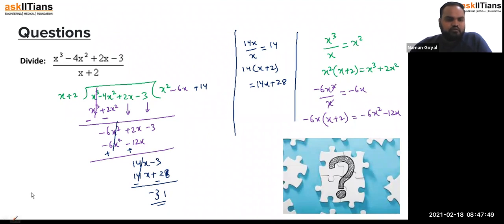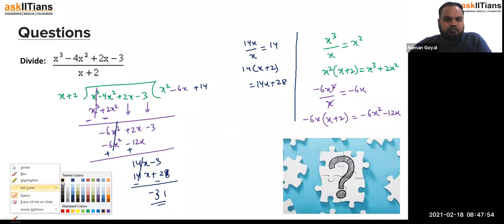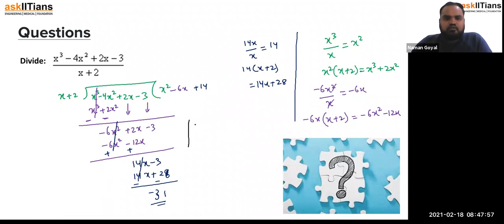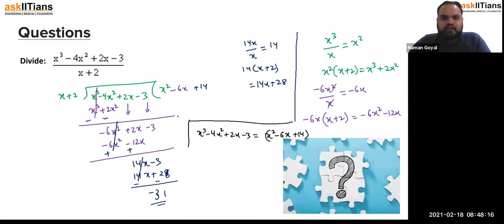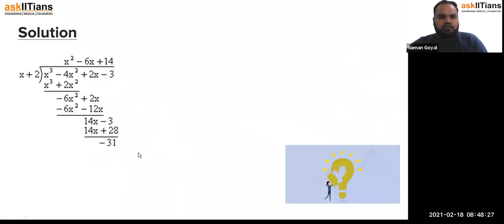let me show you what I say. Now see, we can write down x cube minus 4x square plus 2x minus 3 can be written as x square minus 6x plus 14 multiplied with x plus 2 minus 31, isn't it? We can write down this quantity like this. So we got the same answer.